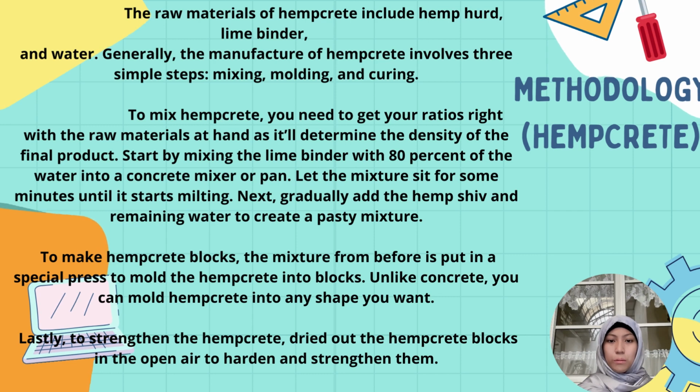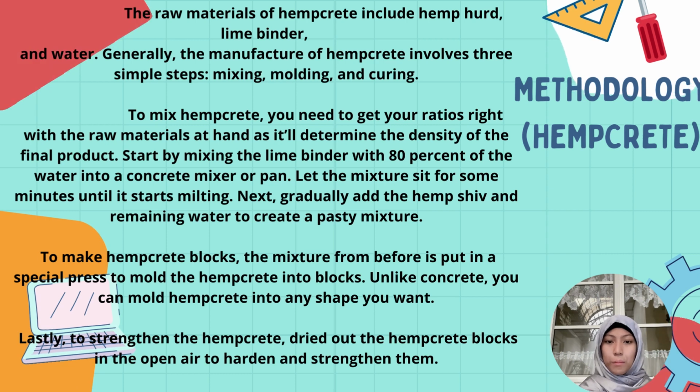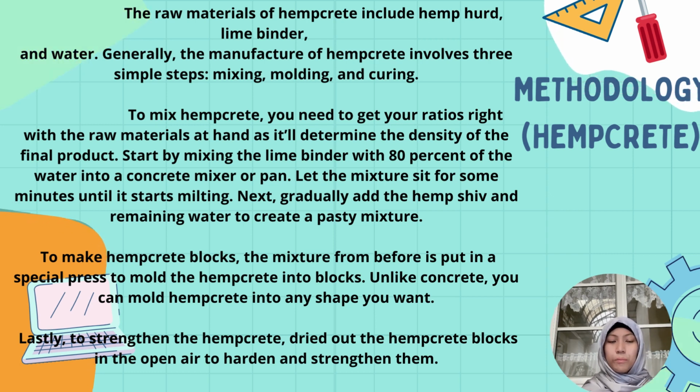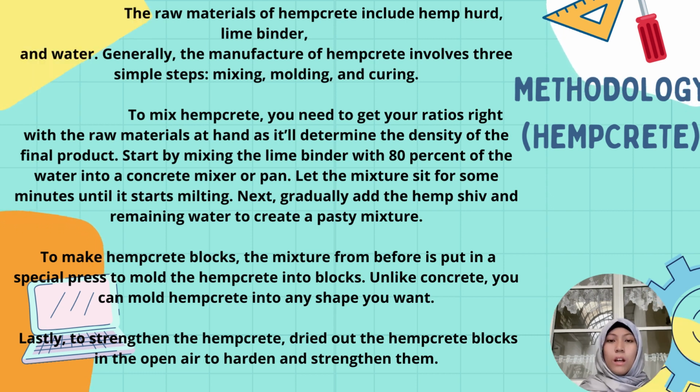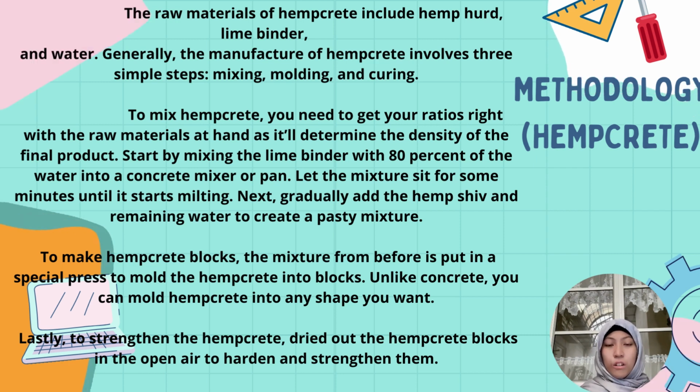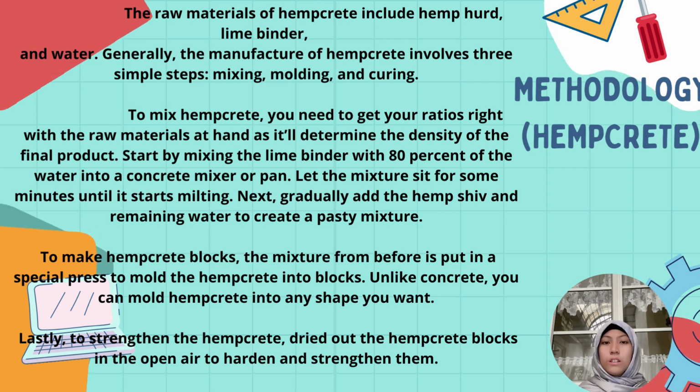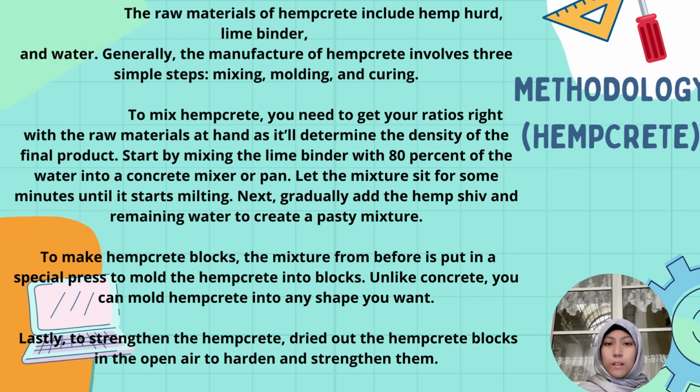The methodology for hempcrete: the raw materials to make hempcrete are hemp hurd, lime binder, and water. Generally, the manufacture of hempcrete involves 3 steps, which are mixing, molding, and curing. To mix hempcrete, you need to get your ratio right with the 3 raw materials, as it will determine the density of the final product. Start by mixing the lime binder with 80% of the water in a concrete mixer or pan. Let the mixture sit for a few minutes until it starts melting. Next, gradually add the hemp shiv and the remaining water to create a pasty mixture.